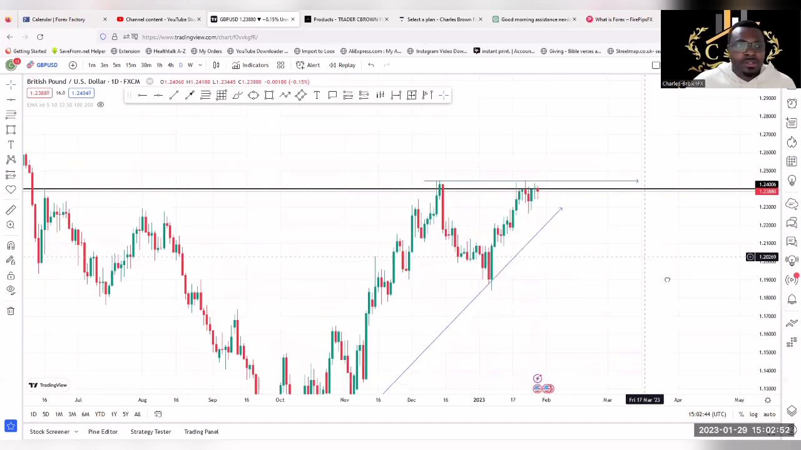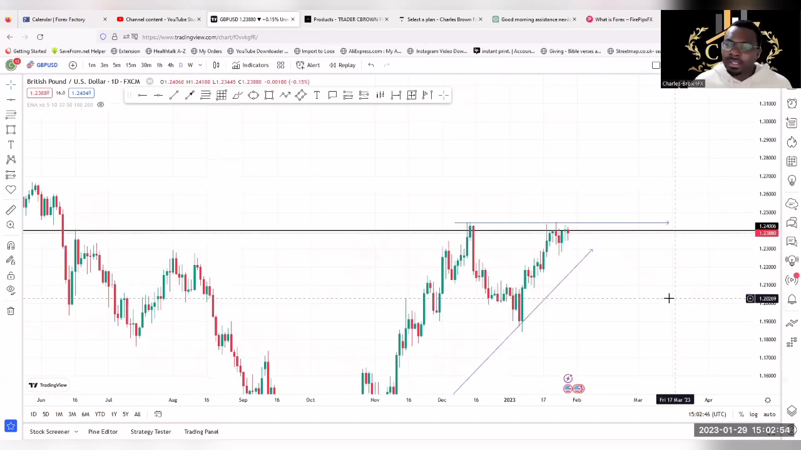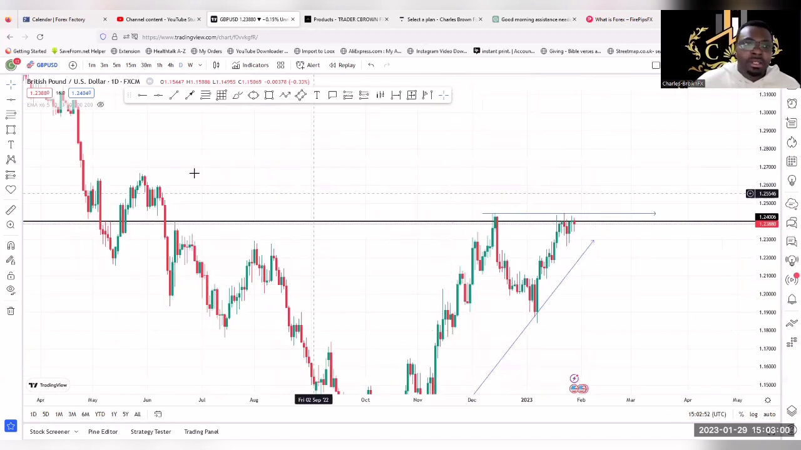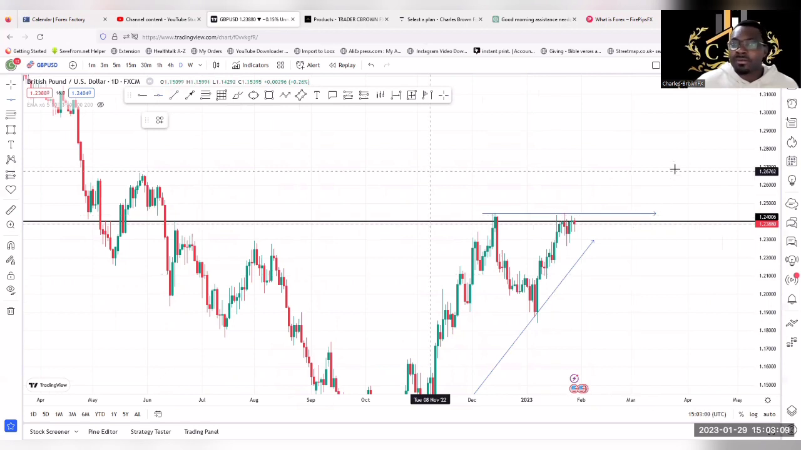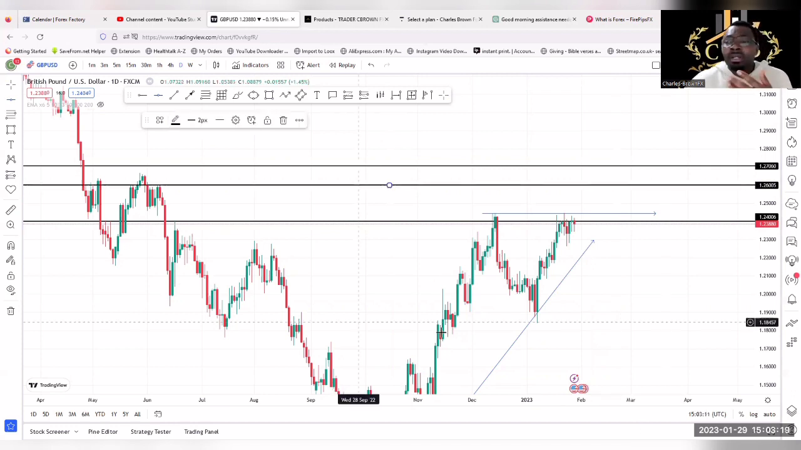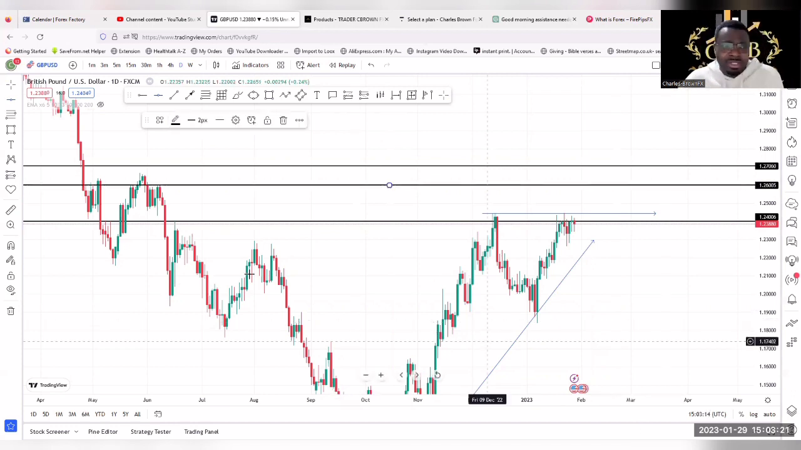The first thing you want to look at is technical analysis, and then you look at fundamental analysis. So first, I want to look at the technical analysis. We can see that if the market breaks above this 1.2400, we'll be heading towards 1.2700, or we might be heading towards 1.2600, according to what the market structure may give us. So we're looking at the 1.2600 or 1.2700 psychological level.